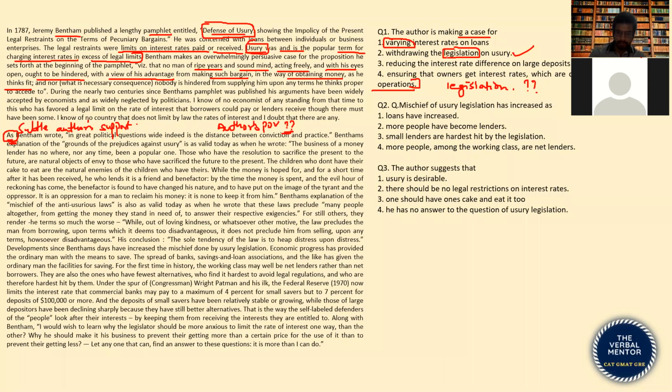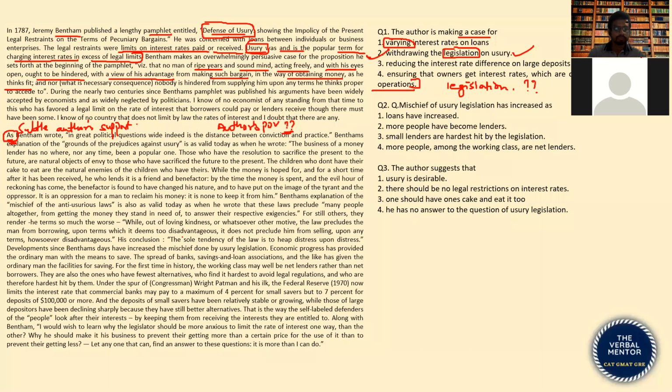And this difference is the presence of the word legislation. Author's entire argument is against law. The law that bans usury, that puts a ceiling on interest rates. So option 2 is the best available answer choice.